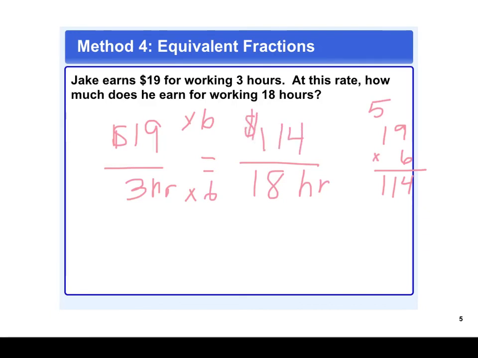Now when you go on to the next 2 problems on your note skeleton, you can choose any of those 4 methods to help organize your information and find out, but you do have to show some type of work. So here, this times 6, this is the work that I'm using to show equivalent fractions. How did I go from this original fraction, $19 in 3 hours, to my final answer of $114 for the 18 hours?